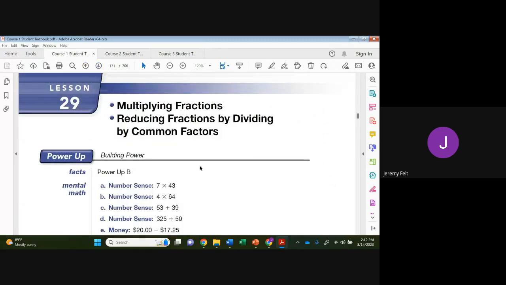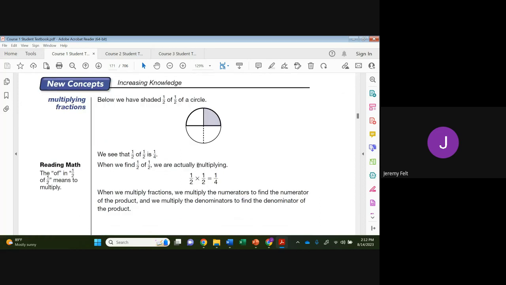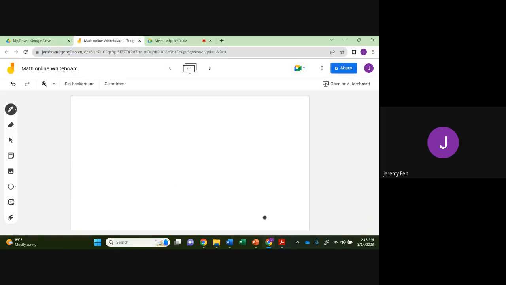Okay. Multiplying fractions and reducing fractions. So again, we talked about fractions. If we're looking at multiplying 1/2 by 1/2, again, we can use our manipulatives or circles or rectangles, whatever we want to do to show it. Again, I think it's easier, and especially as we get into more complex fractions, to just do the multiplication.